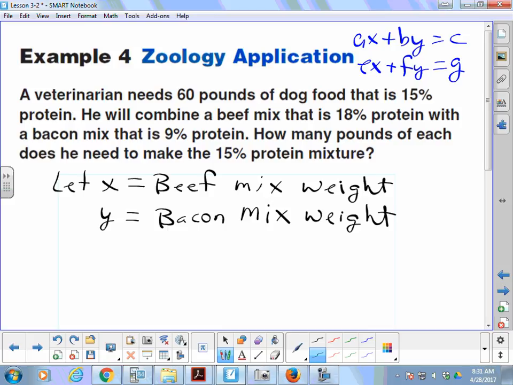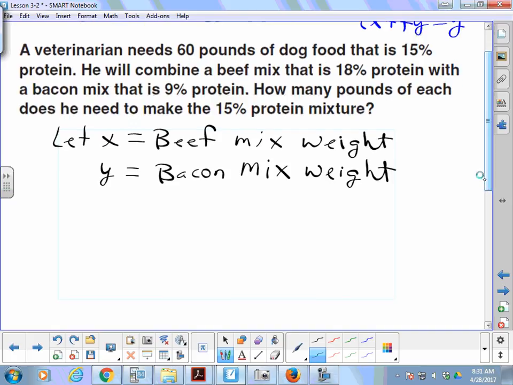All right. So most of the time, your first equation is going to involve just those two things and a set number. So it says that we want 60 pounds of dog food. So the amount of beef mix plus the amount of bacon mix is going to be equal to 60.